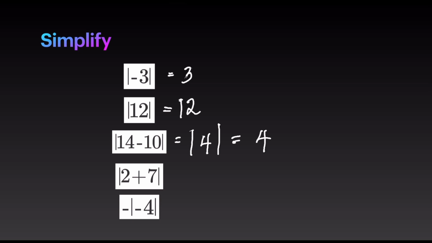Okay? So, papaano naman to? What is the absolute value of 2 plus 7? What is 2 plus 7? That is 9. And the absolute value of 9 is 9. Dito tayo sa last.